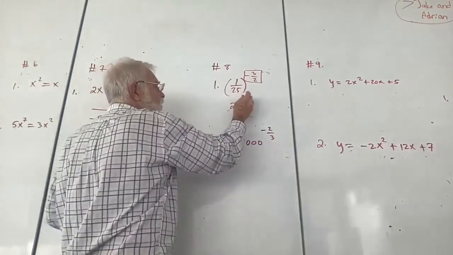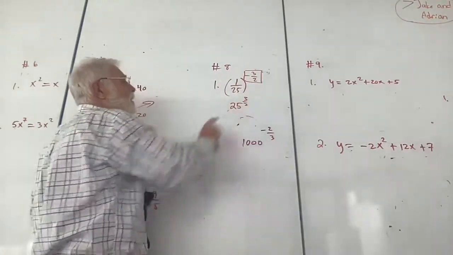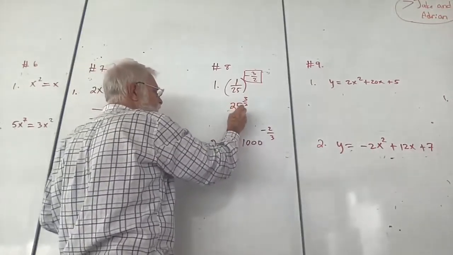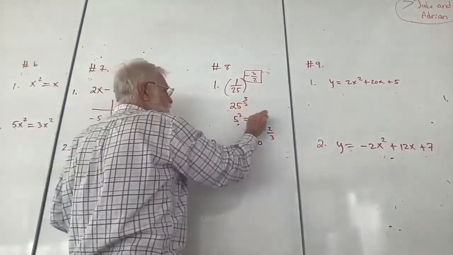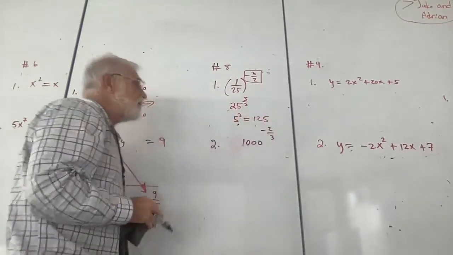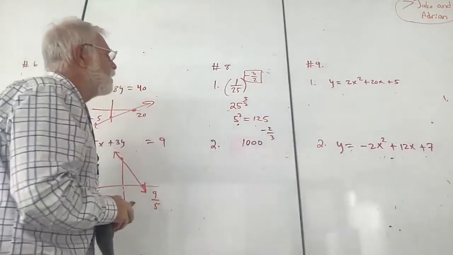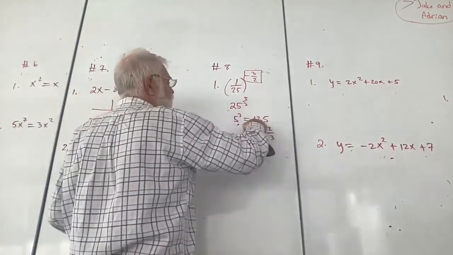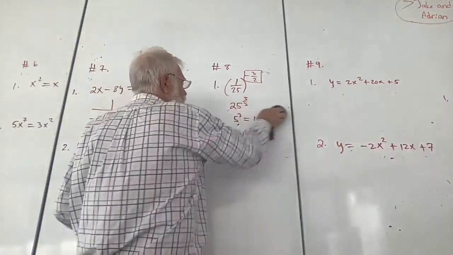We still have 3/2. We talked about roots in the denominator. I know the square root of 25 is 5. 5 cubed is 125. Now, we haven't done this in a while, but probably a good time to do it. My answer is 125 and my base is 1/25.